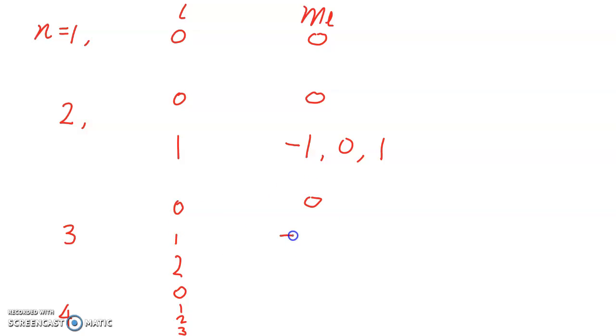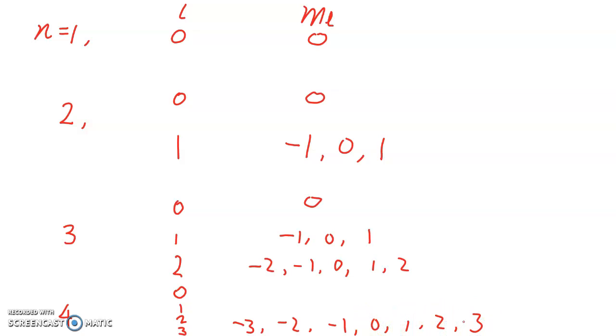For 1, I can have negative 1, 0, and positive 1. And for 2, I can have minus 2, minus 1, 0, 1, and 2. I can do the same thing if it is 3. See, when n equal to 4, I'm allowed to have L equal to 3, and the possible numbers for ML will be minus 3, minus 2, minus 1, 0, 1, 2, and 3. So those are the allowable quantum numbers.